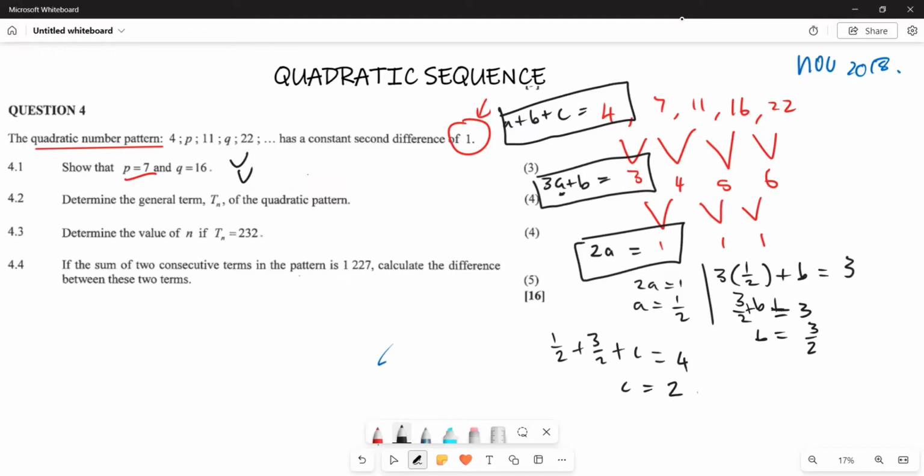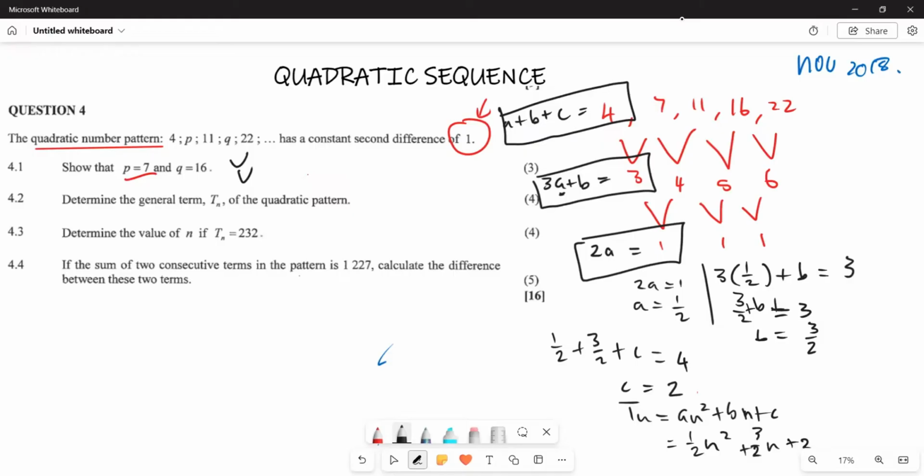And now what is it that you're going to do? Then you come back to your Tn. Tn is given by, remember we said it's an squared plus bn plus your c. Now what is your a? Your a is 1 over 2. So this is 1 over 2n squared plus, what is your b? Your b is going to be 3 over 2. This is 3 over 2n. Then your c is going to be plus your 2. So basically that is going to be your Tn. Okay, now that is going to be the Tn of this particular formula.